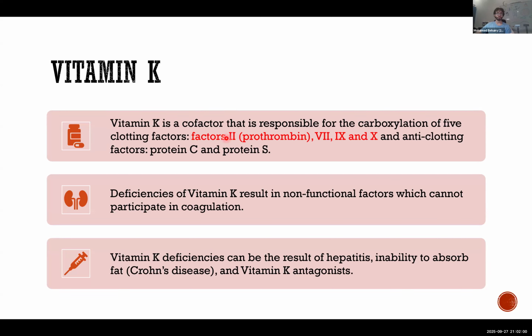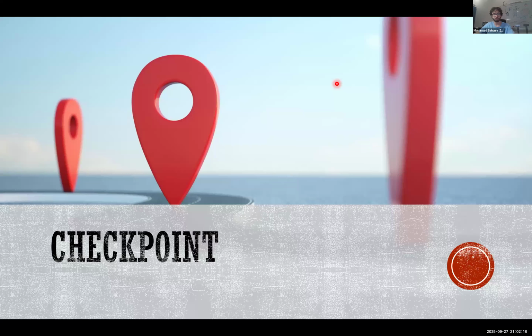The factors 2, 7, 9, 10, they need carboxylation. Even protein C and S, even though they're anticoagulants, they also need this carboxylation. Yes, we will take a look at those. I just want you guys to answer the practice questions, and then we'll immediately go back to repeat anything you want.